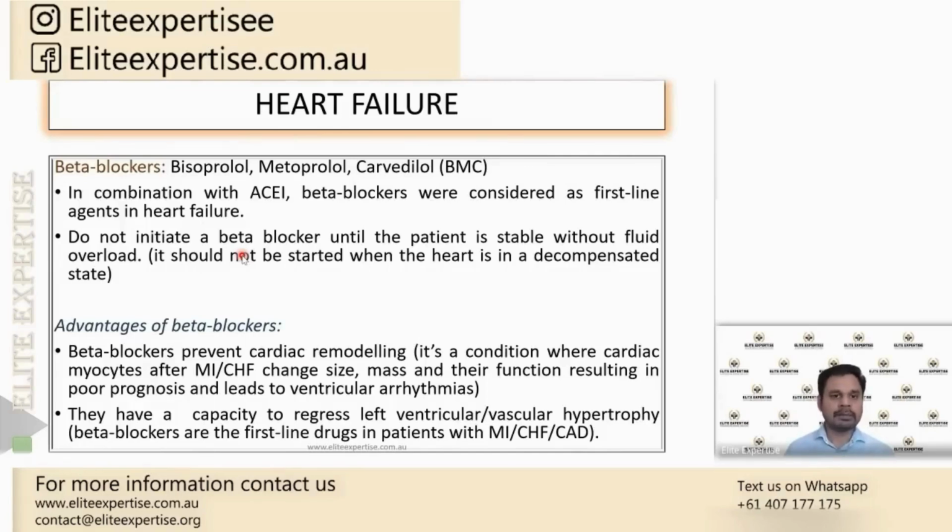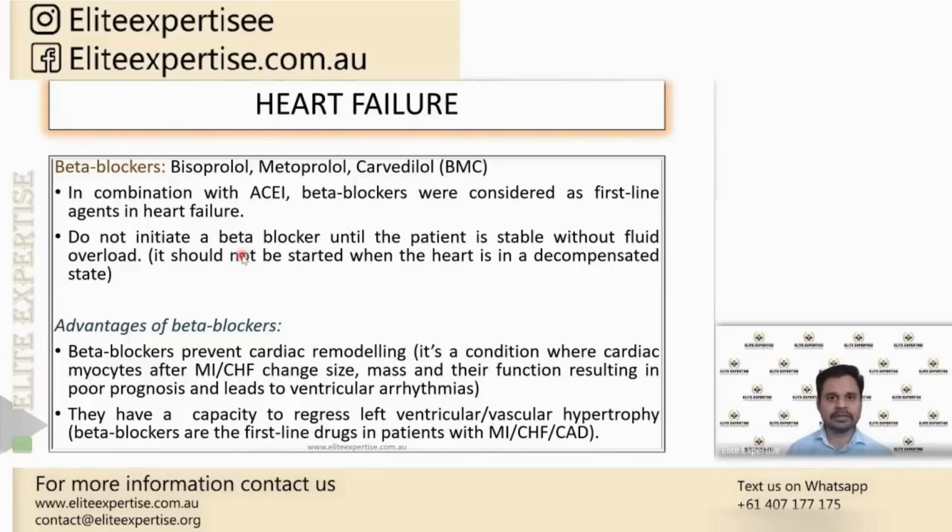Okay. So what happens if the heart is in a decompensated state and on top of that we start a beta blocker? We know that beta blockers also have a negative inotropic property, that is, they reduce the force of contractions. As a result, the patient's cardiac output will further decrease, the patient becomes hypotensive, and other complications will arise.